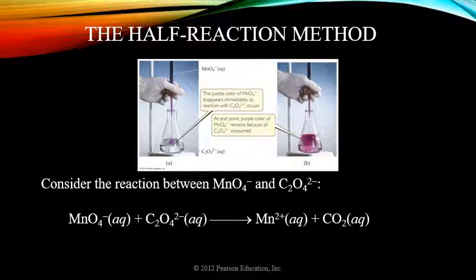At some point, when we have completely consumed all of the C2O4 2 minus, the MnO4 minus changes to Mn2 plus, and that has a pink color for the solution, or faint pink color, and so we can tell that the reaction is done when that faint pink purplish color stays intact in the solution.